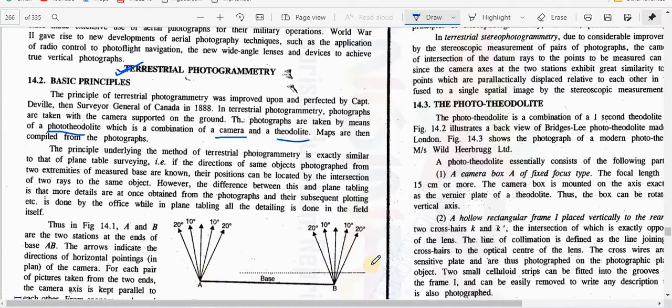So basically what you have to do is select a baseline, and at these points you will have to establish your camera, and at certain angles you will take photographs. Okay, and with the help of these photographs you can find out different points in this particular area. Okay, this is about your terrestrial photography.